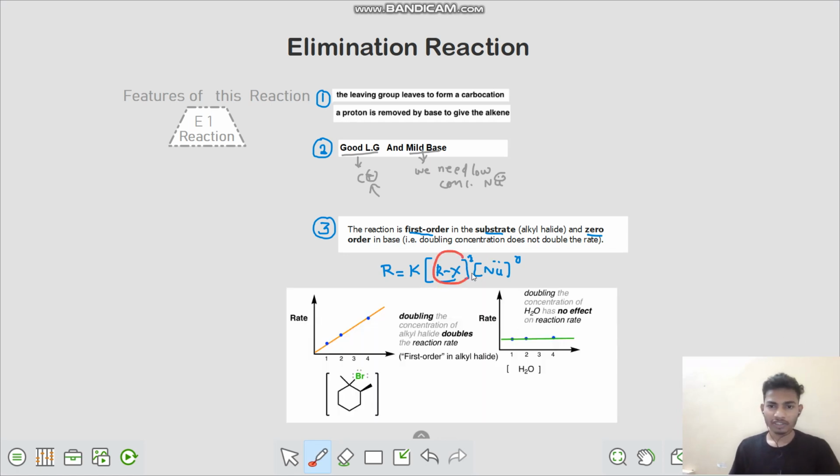If we double the concentration of the alkyl halide, then we see that it will also double the rate of the reaction.